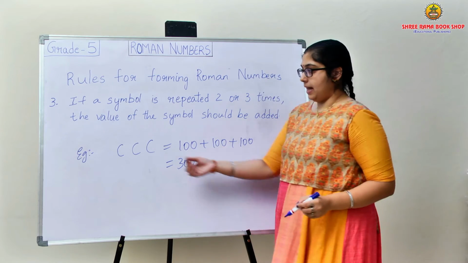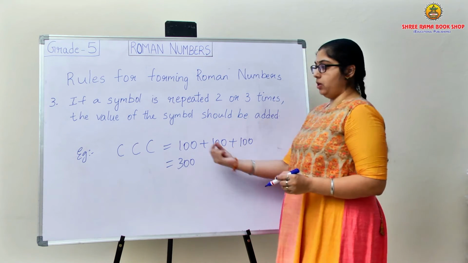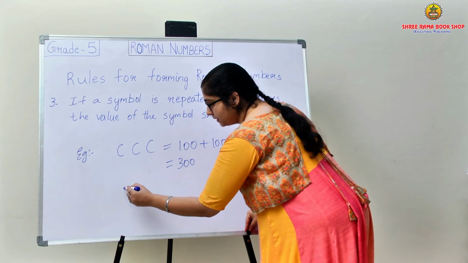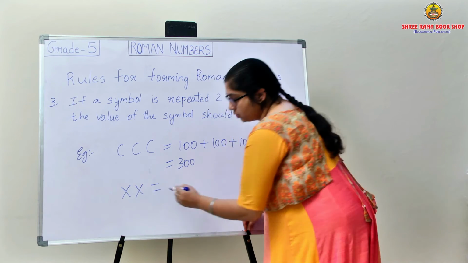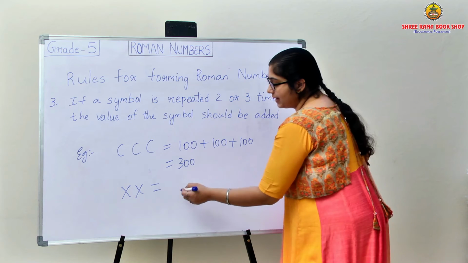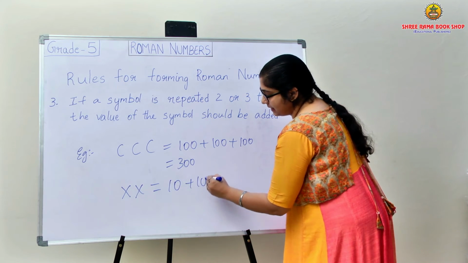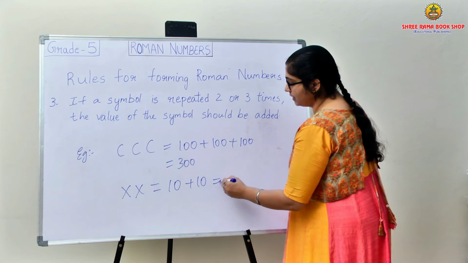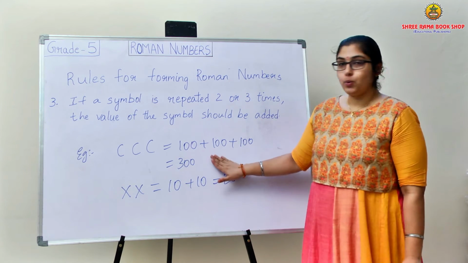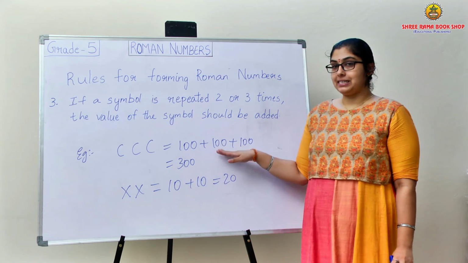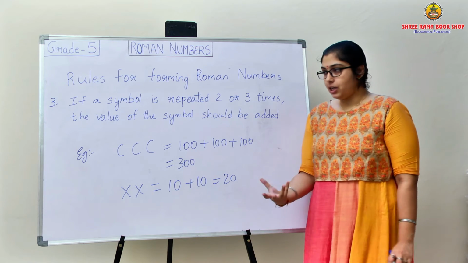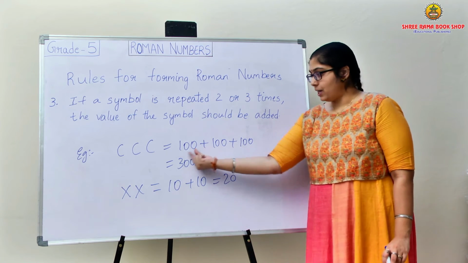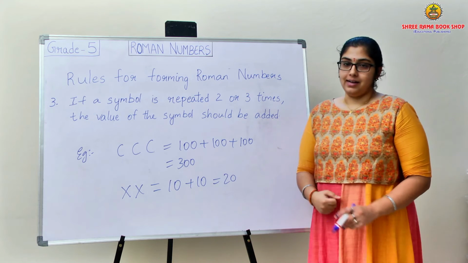So what am I doing? I am adding each symbol value because it is repeated 3 times. If it is repeated 2 times, if I take an example X and X, X represents 10, so there are 2 Xs, so 10 plus 10. I am adding because it is repeated 2 times, so the value is 20. So this is what rule number 3 says, that if a symbol is repeated 2 or 3 times, I need to add the value of that symbol to get the answer.